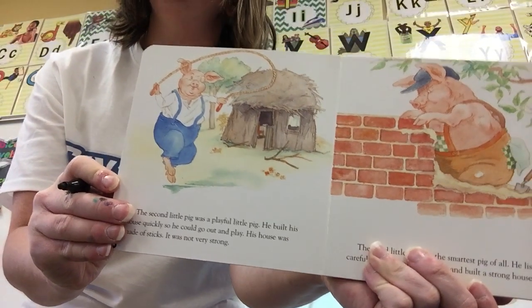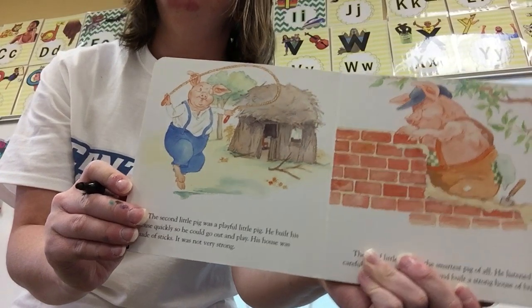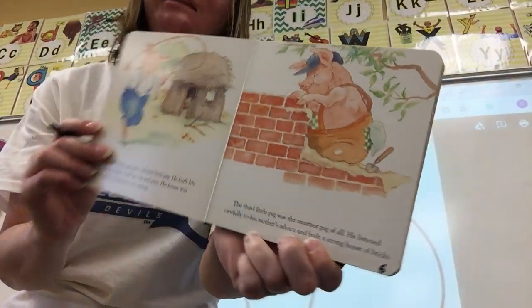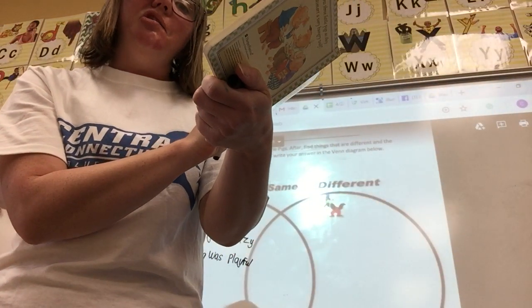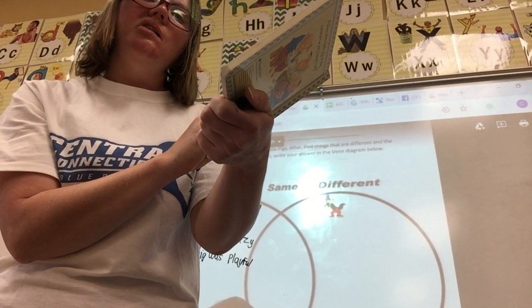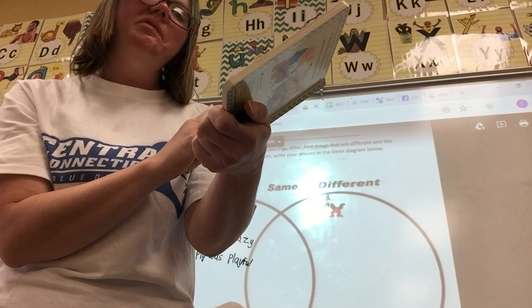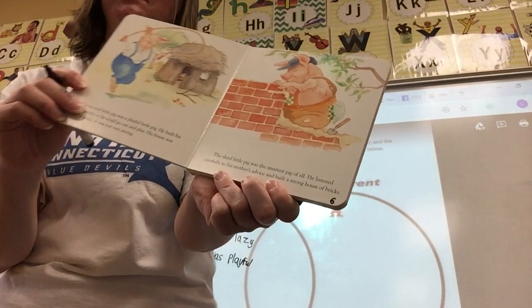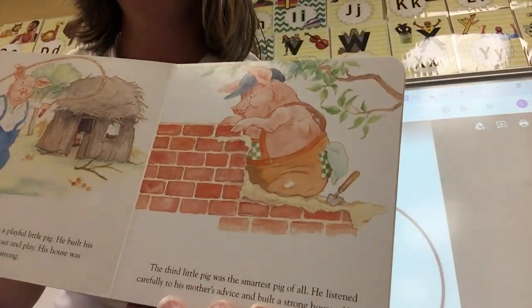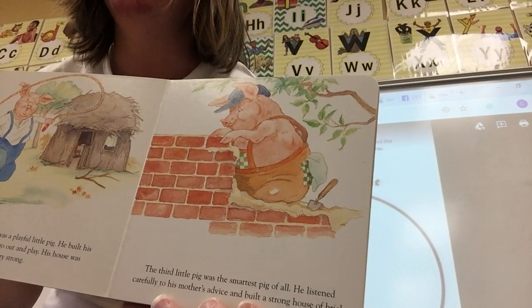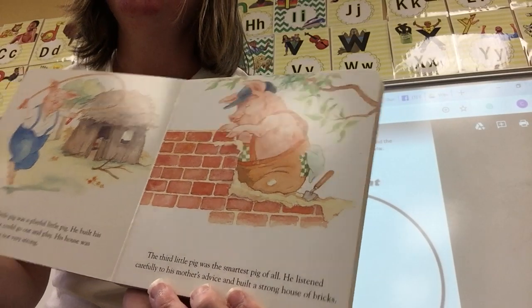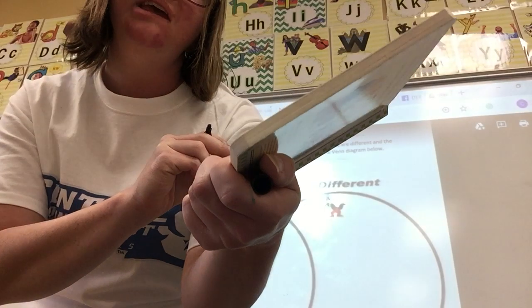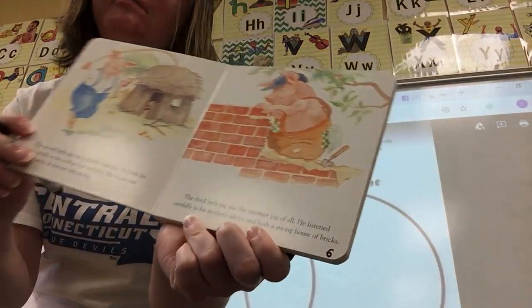That's right, he's jump roping. He'd rather play games than work hard on his house. Now let's read this page. The third little pig was the smartest pig of all. He listened carefully to his mother's advice and built a strong house of bricks. What words did we use to describe the third little pig? It says the third little pig was the smartest pig of all.